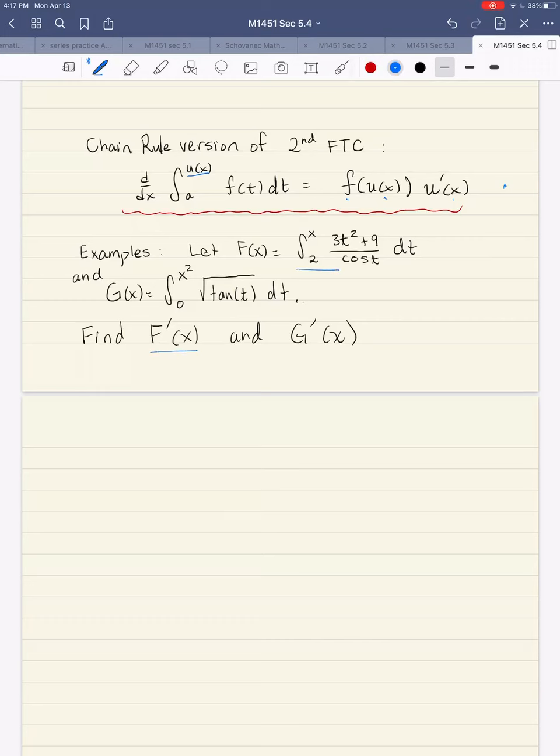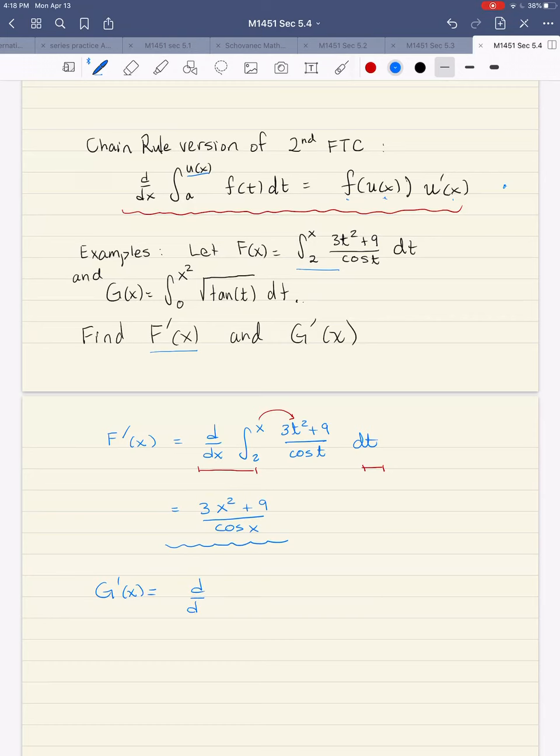But we do know that the derivative of capital F means I'm taking the derivative of the integral. So I'm going to write the derivative of capital F is the derivative of this integral. Then these operations cancel each other out, and we get a function of the upper limit. And so we're going to get 3x squared plus 9 divided by the cosine of x. There is no plus c on here. It's a derivative. The derivative of the constant is 0.